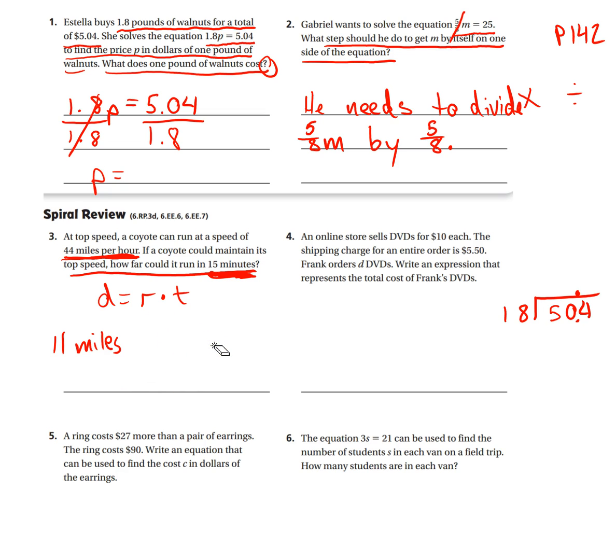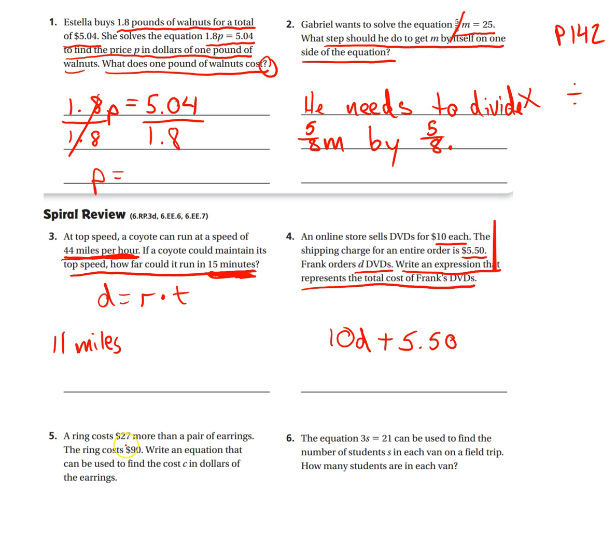Okay. All right, number 4. An online store sells DVDs for $10 each. The shipping charge for an entire order is $5.50. Frank orders D DVDs, so we don't know how many DVDs he orders. Write an expression that represents the total cost. So it's $10 for each, or $10 times the number of DVDs, D. And then the shipping, so plus the shipping, $5.50. So there's our expression. It didn't ask us to solve.